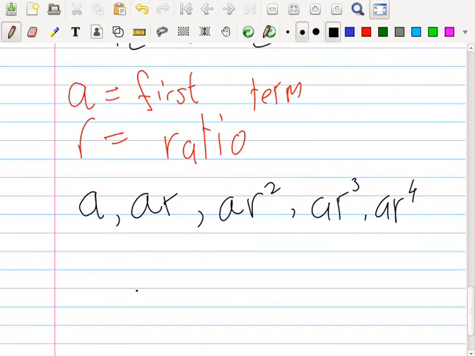So, looking at this, who thinks they can give me the formula for Un? Un equals AR to the n minus 1.